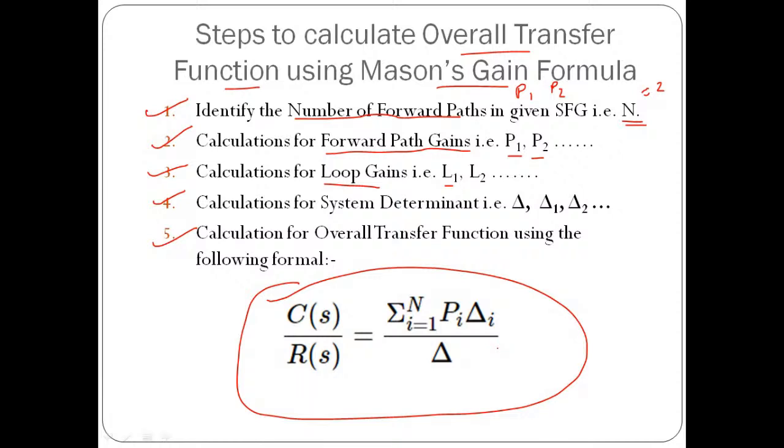The formula is very important, and this formula deals with the conversion of a signal flow graph into its corresponding transfer function by applying the concept of Mason's gain formula.